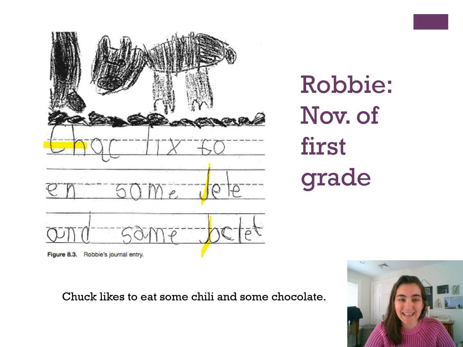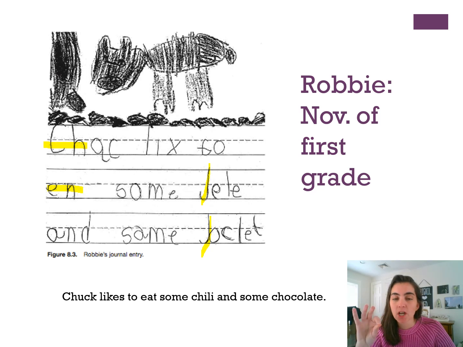Likes to eat. He spelled eat, E-N, so that is an issue there. I don't know if he got kind of jumbled up phonologically when he was sounding out the word eat and lost track of himself with those consonant sounds. Some, wow, he wrote some both times. We can't quite tell if that's an A or a strange O, but it looks like that's a sight word he has memorized, so good for him. And is a sight word he has memorized, good for him.